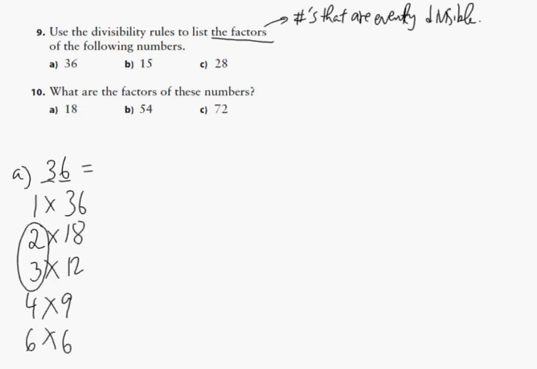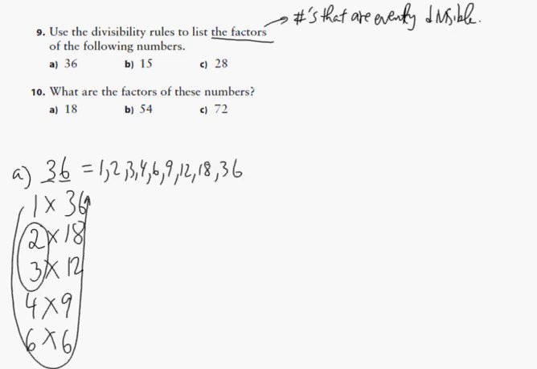And your factors of 36, if I do this little horseshoe thing here, I could follow it around. I got 1, 2, 3, 4, 6, 9, 12, 18, and 36. Those are your factors of 36.